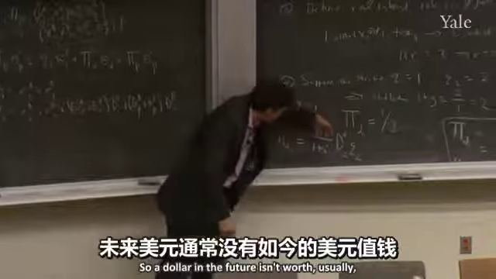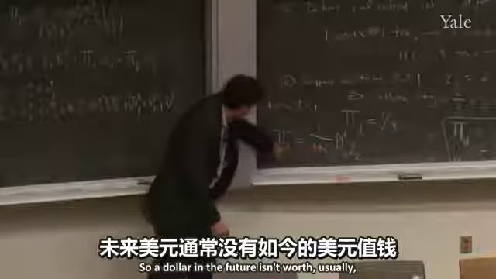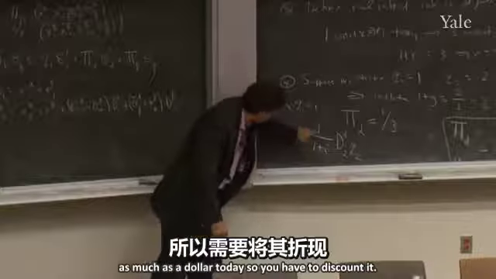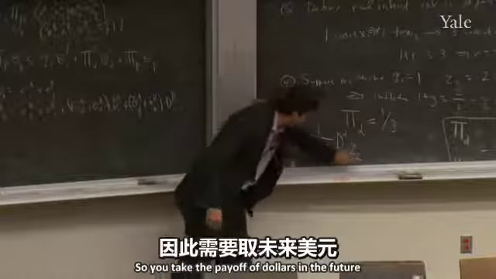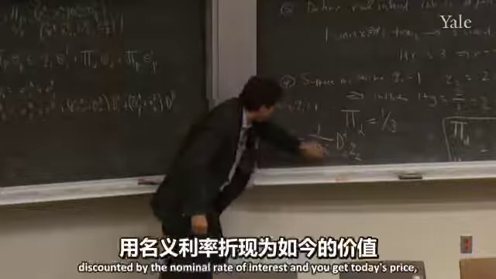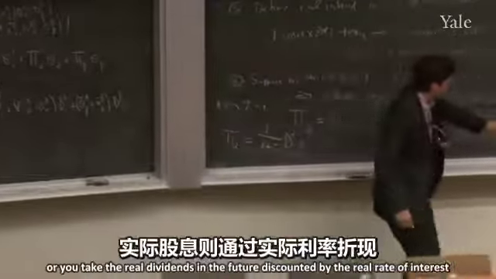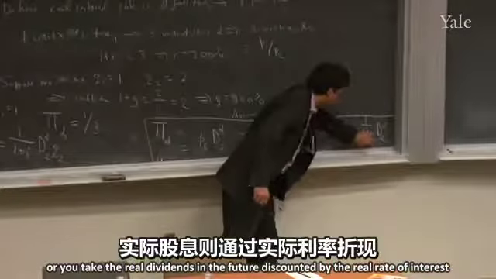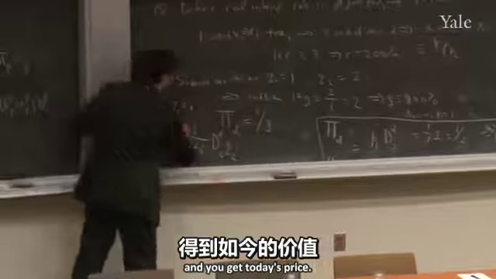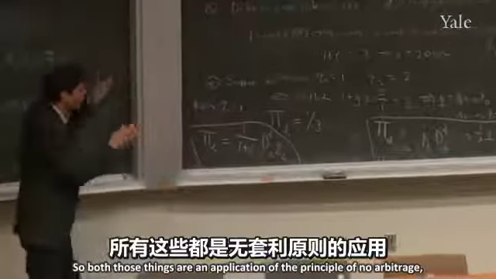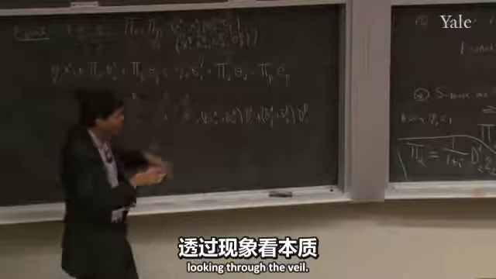A dollar in the future usually isn't worth as much as a dollar today, so you have to discount it. So a certain number of dollars in the future are worth fewer dollars today. So you take the payoff of dollars in the future, discounted by the nominal rate of interest, and you get today's price. Or you take the real dividends in the future, discounted by the real rate of interest, and you get today's price. Both of those are an application of the principle of no arbitrage, looking through the veil.